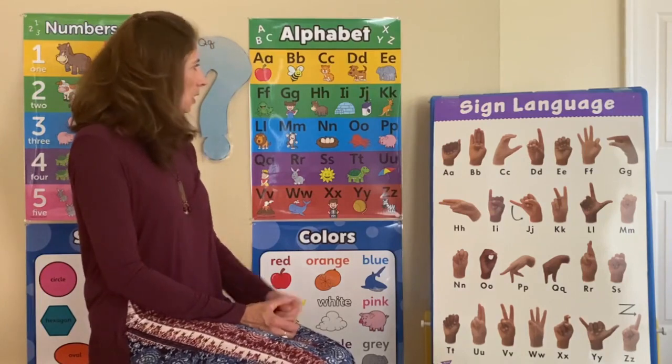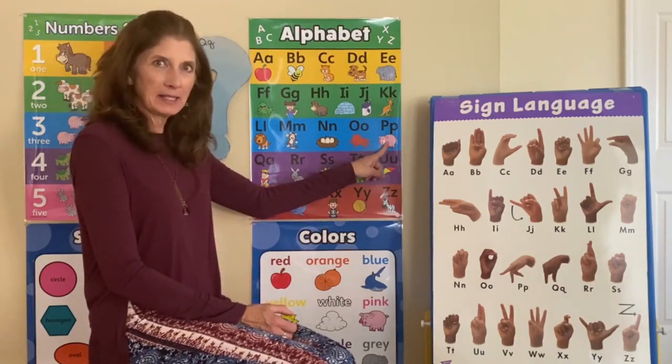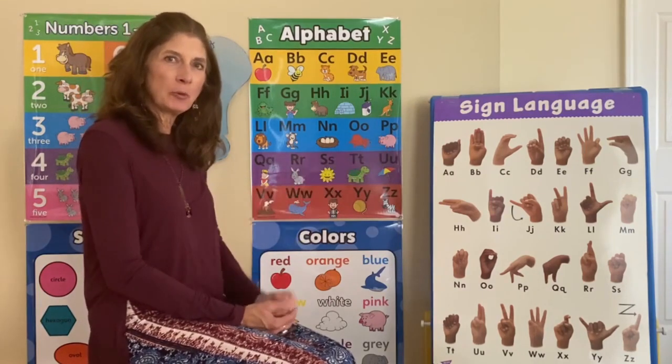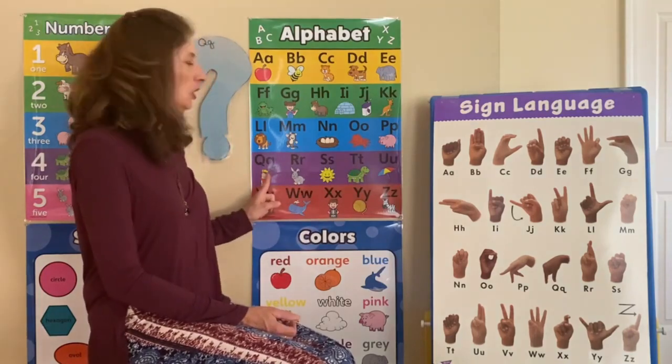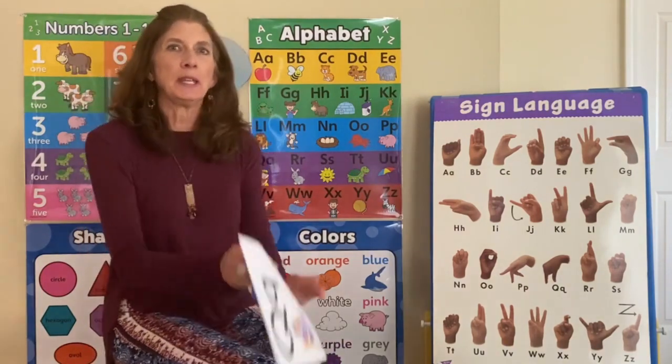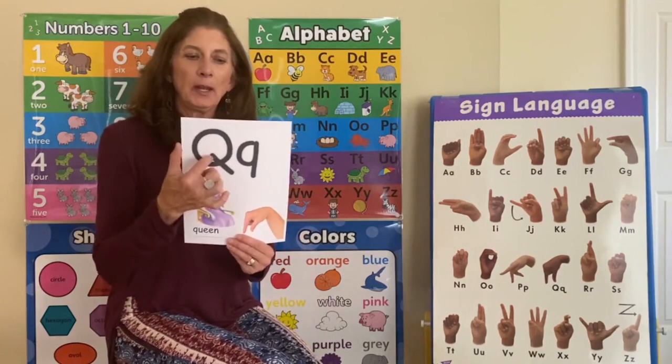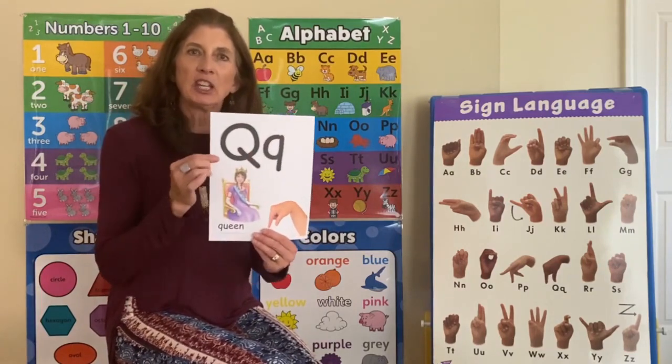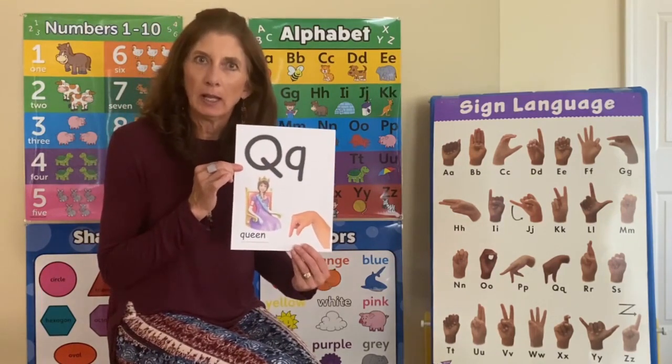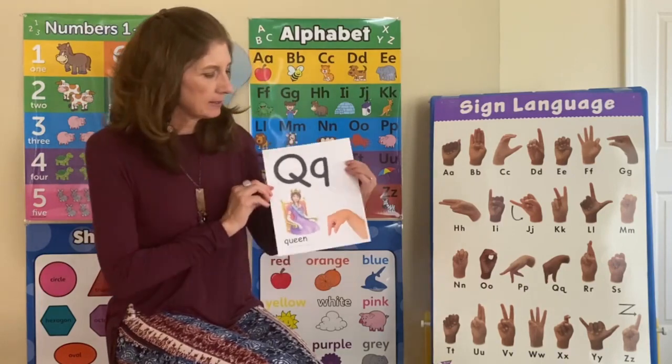Let's look. We were on P. Last time we were here. What comes after P? Q. Q comes after P. There's a capital Q and a lowercase q, and the Q sound is qu. Qu. That's the sound it makes.